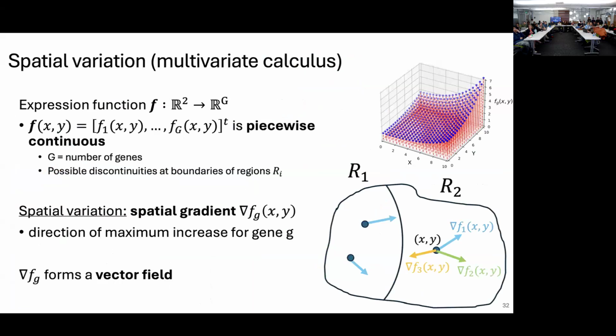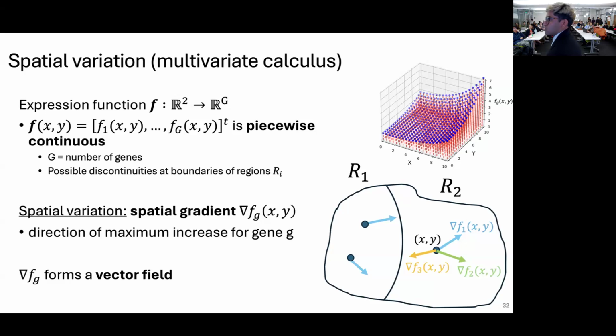Sorry, I'm going a bit back to math, but the natural way to model spatial variation is through the language of multivariable calculus. In general, if you have a function in space, f of xy, in our case at every point you have this high dimensional gene expression vector. It has these component functions f1 to fg, where g is your number of genes. If you allow for discontinuities at different boundaries, that's not too important. But in general, the way that you model spatial variation is something called a spatial gradient, which is just the gradient of each of these individual functions for each individual gene.